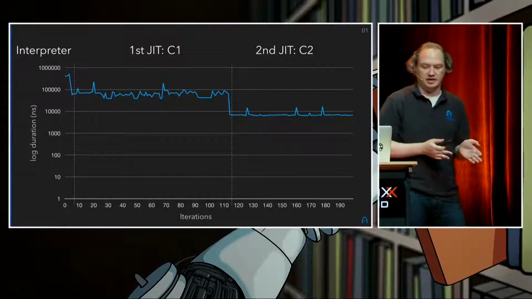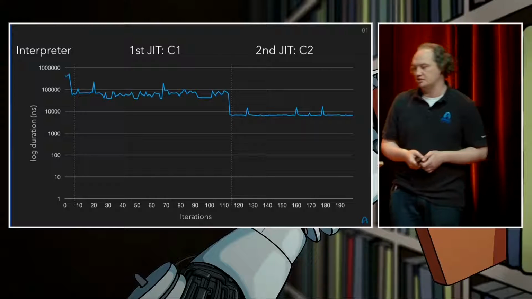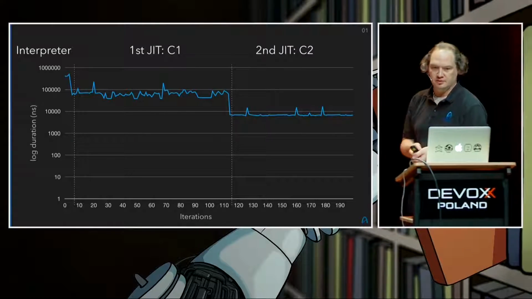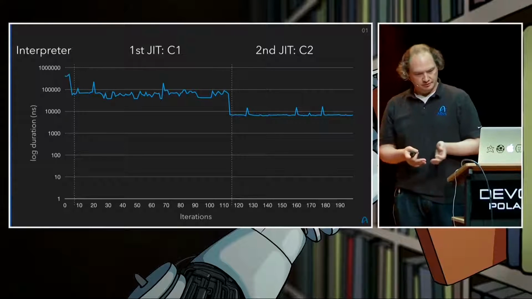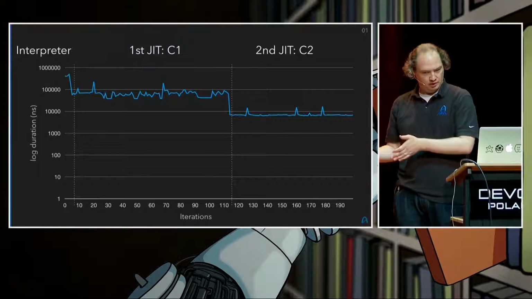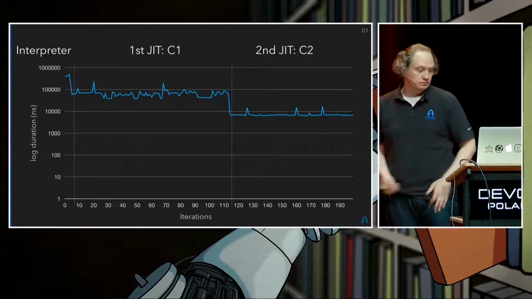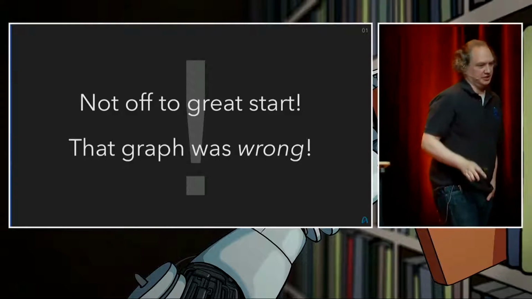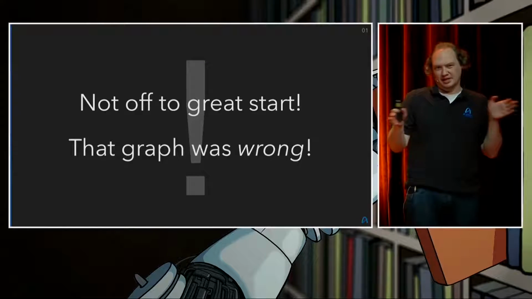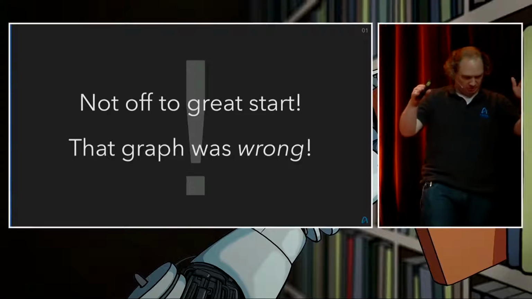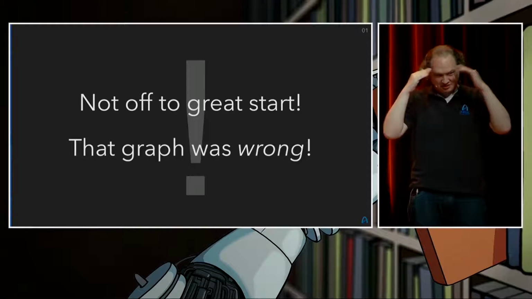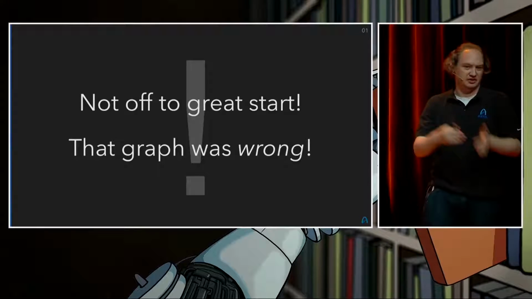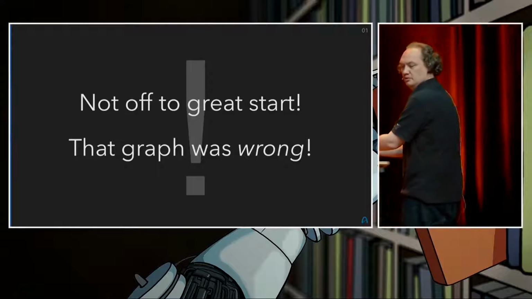This is on a log scale. Y-axis is durations, x-axis is iterations. And we can see the 3 distinct phases. Interpreter, then baseline JIT, C1, then optimized JIT, C2. But I think we're already not off to a great start here. If you think about that x-axis as time, you got it wrong. Because each iteration is not the same length, right? The interpreter is slower than C1 is slower than C2.